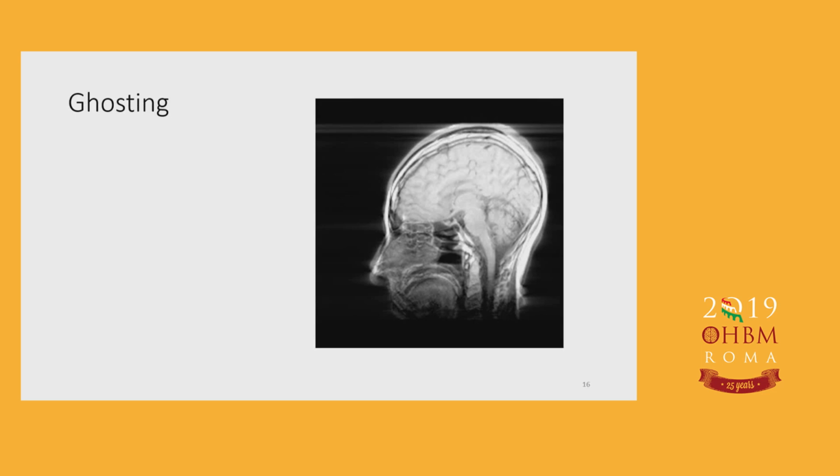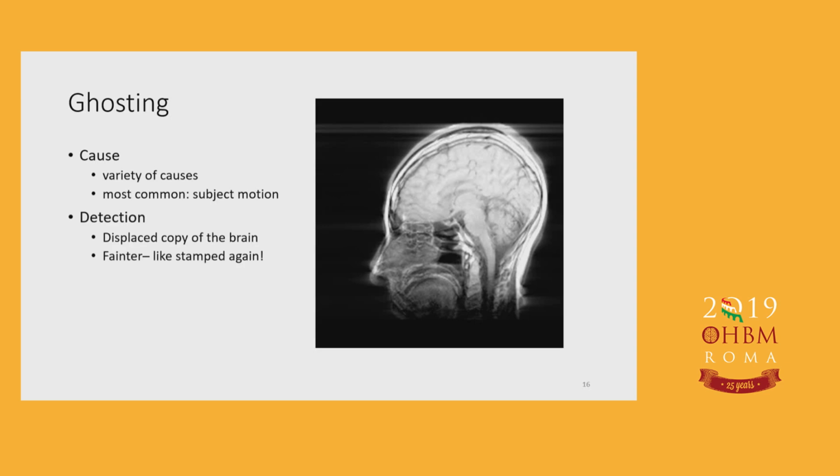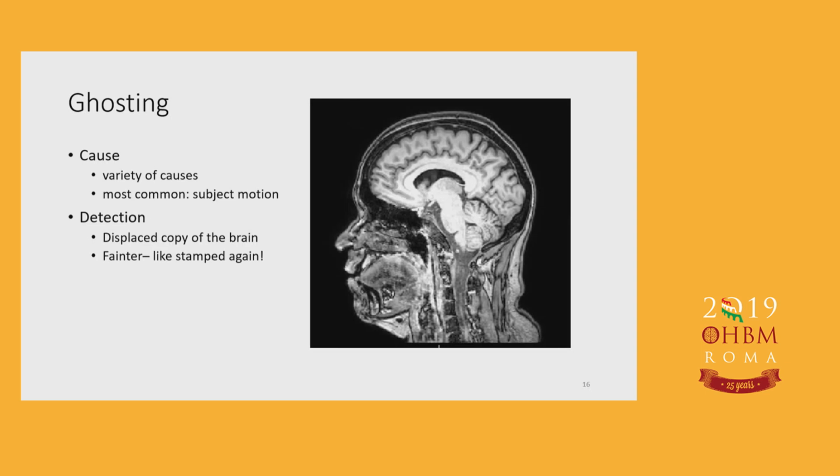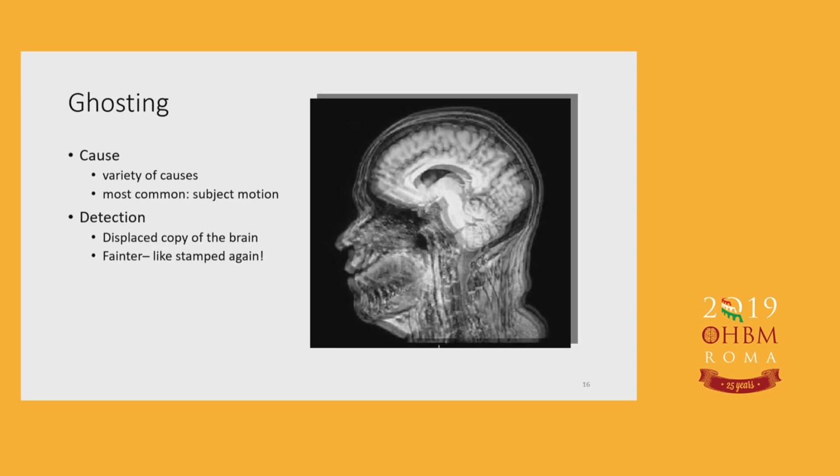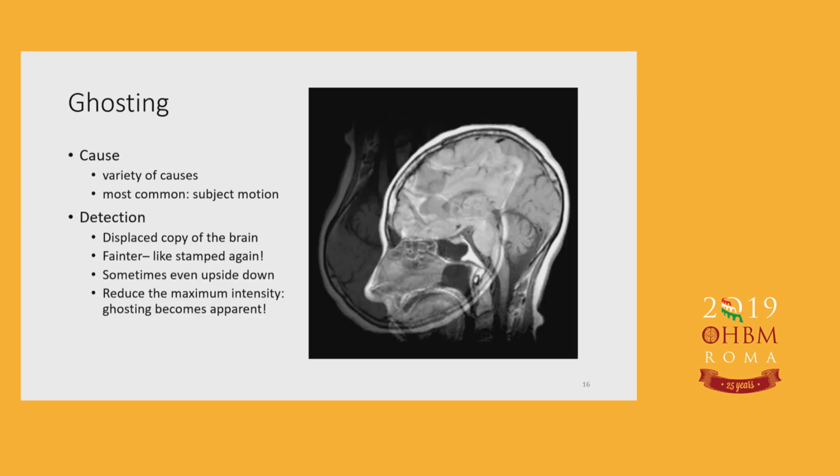Next artifact is something called ghosting. You can see why it's called ghosting. There are a variety of causes, the most common being subject motion. What you want to look for is a displaced copy of the brain, like a fainter one that's stamped again into the image. So, for example, this is a good slice, and something that looks like this, as if there's another one, sometimes even upside down. This can easily be detected in the viewer by reducing the maximum intensity.